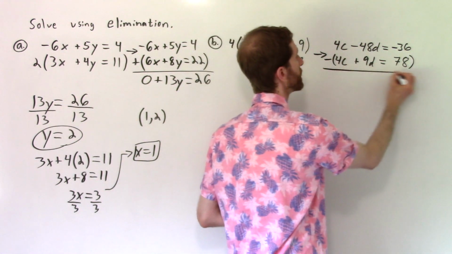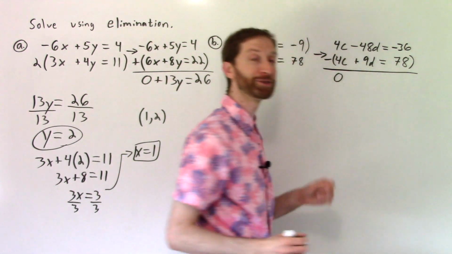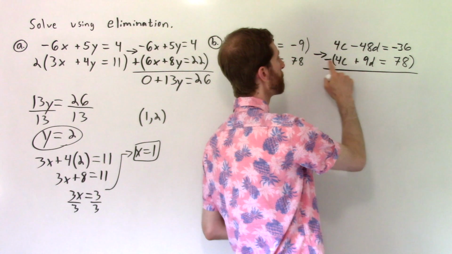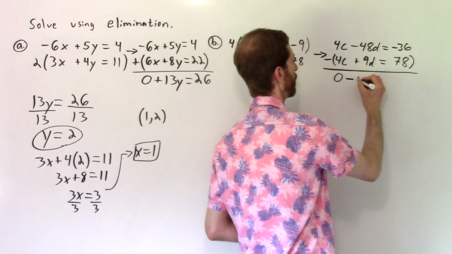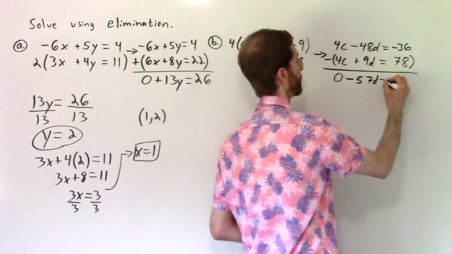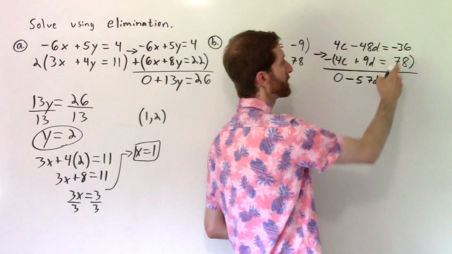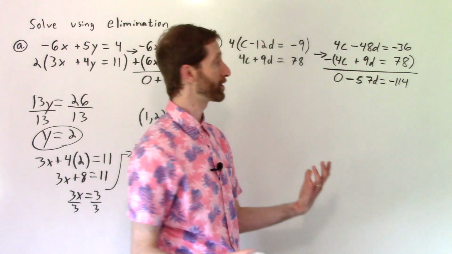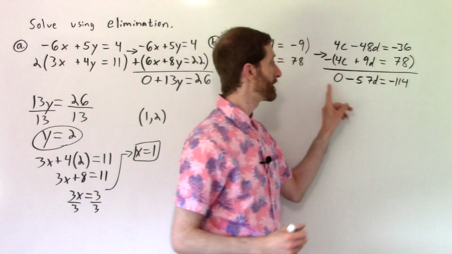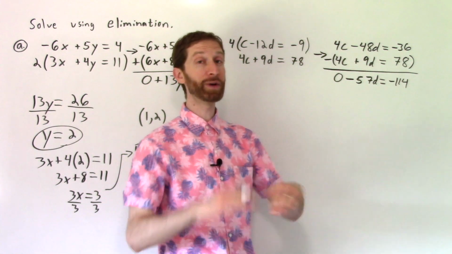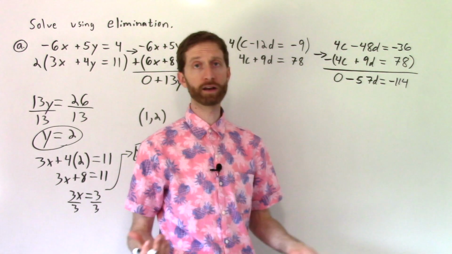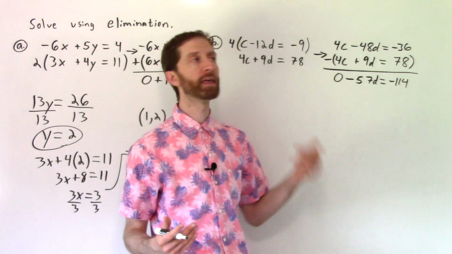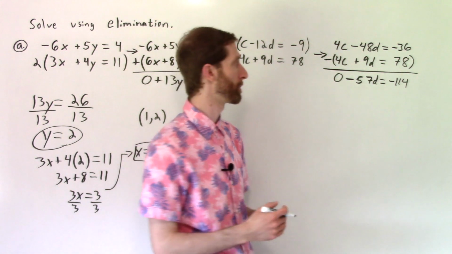4c minus 4c is going to be 0. That's sweet. We're in good shape. We've eliminated correctly. Negative 48d minus 9d is negative 57d. Negative 36 minus 78 is negative 114. Ugh. But we solve like normal. So just a reminder, this is the step I'm talking about that I'd like you to get to and stop, and then go and practice 5 or 10 of your homework problems or practice problems so that you get good at eliminating. Then you go through and complete the rest of the process, which I'm about to do.